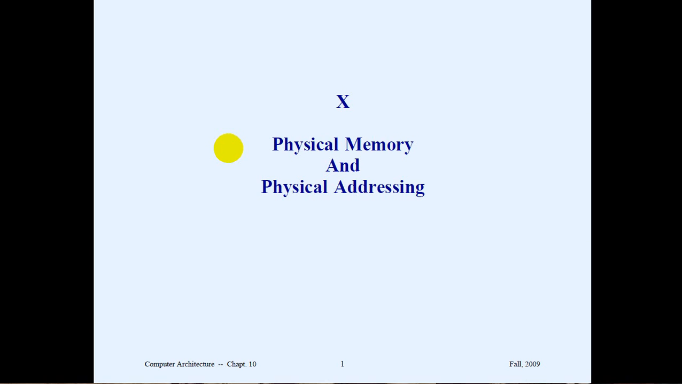This is the beginning of chapter 10 here, and this is where we'll pick up from next time.